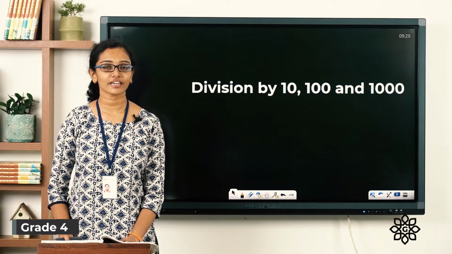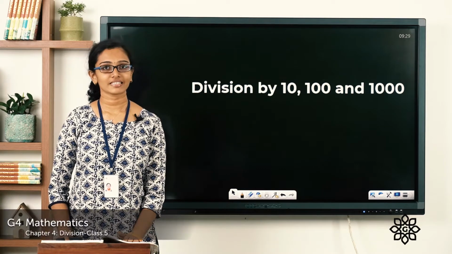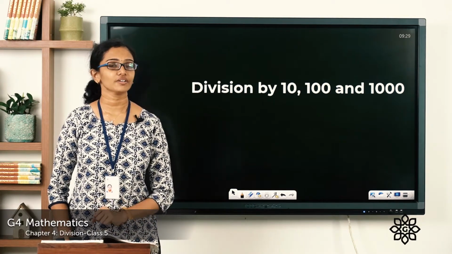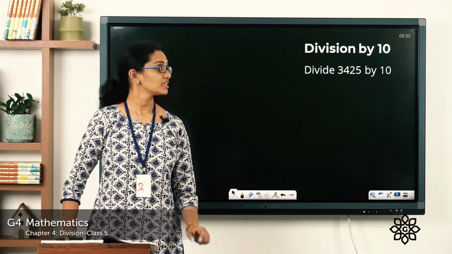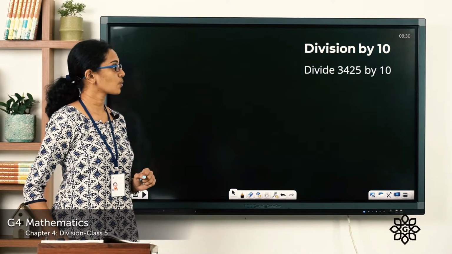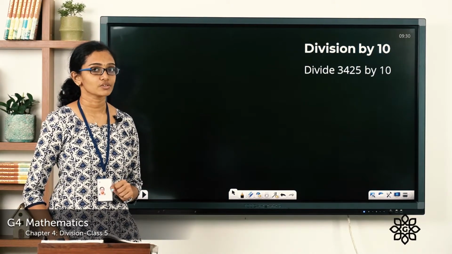How are you all doing today? We have been learning about division concepts, right? Today, let's see how we can divide a number using 10, 100 or 1000. See this question here. Divide 3425 by 10. How do we usually do this division?